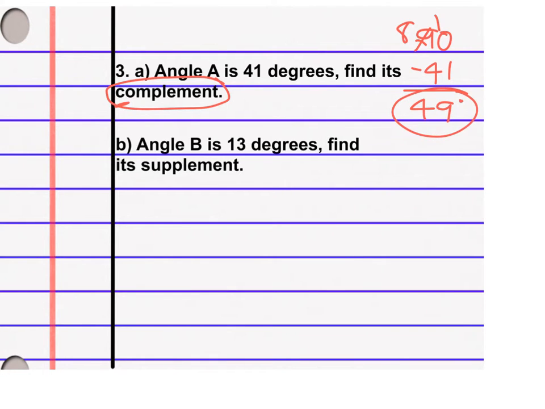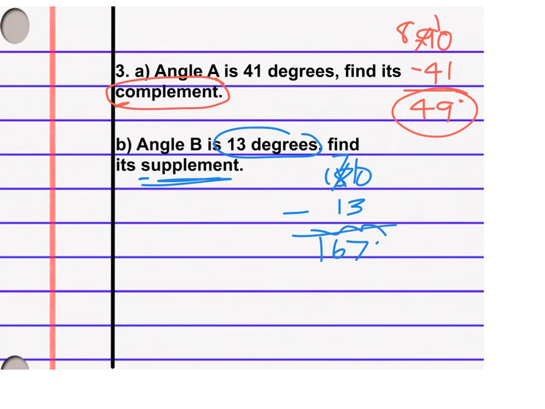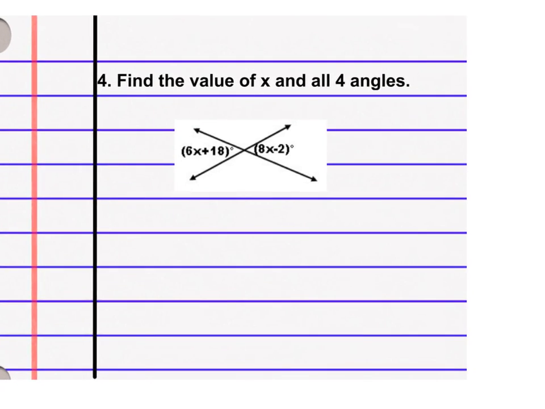All right, part B, angle B is 13 degrees. Find its supplement. S, supplement is 180. So you're going to do 180 minus 13. 167 degrees would be the supplement. Okay, so just remember complement adds to 90. Supplement adds to 180. All right, we're cruising through the examples.